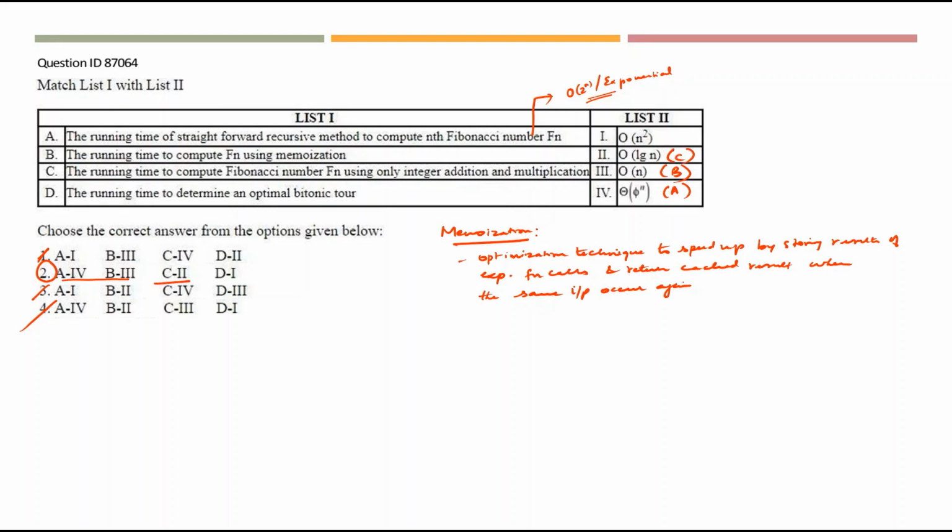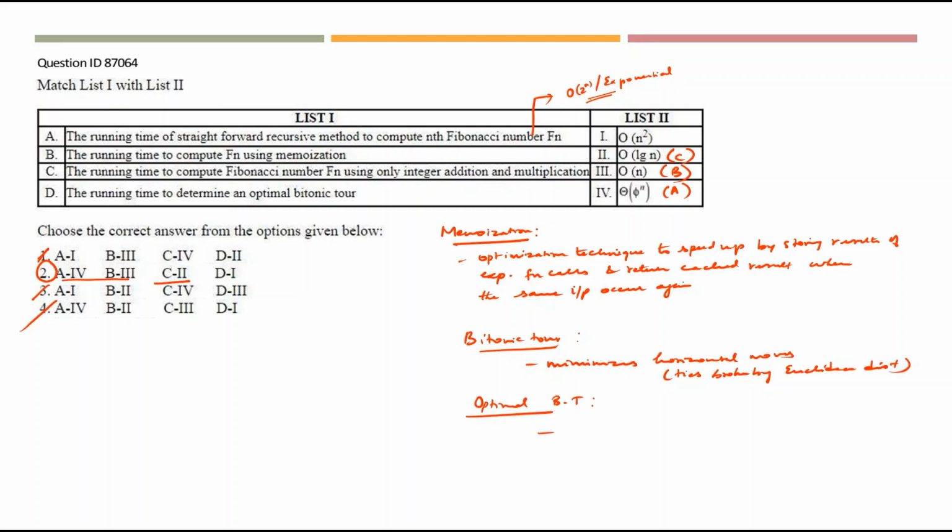The running time to determine an optimal bitonic tour. What is a bitonic tour? This minimizes the total amount of horizontal motion with ties broken by Euclidean distance. Then what is an optimal bitonic tour? The bitonic tour with minimum total length. So when you go for a tour, you will already have lots of movements, so it will end up with a complex time. We find big O of n square is high here. So we are assigning option 1 to D.